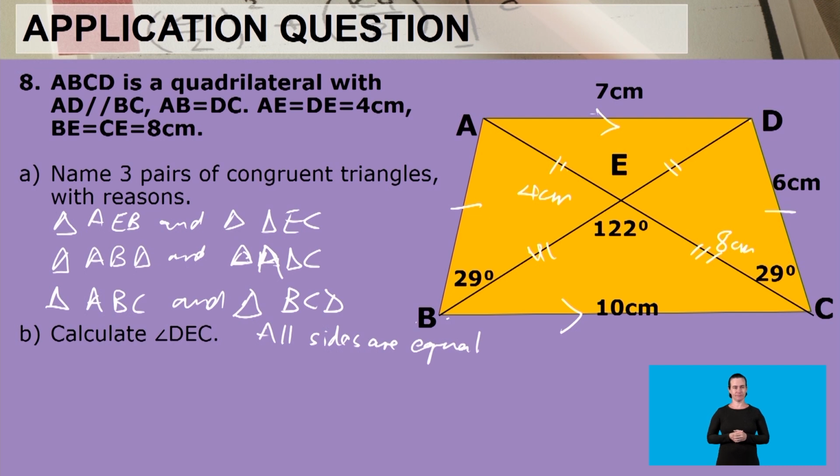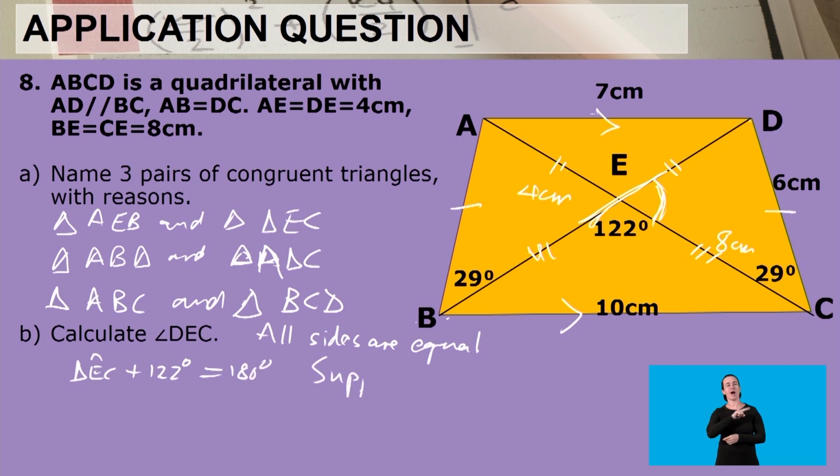All right, calculate the angle DEC. That angle there is the angle we are supposed to calculate. Look at where the angle is sitting. The angle is sitting on a straight line with the 122. So it's going to be angle DEC plus 122 degrees equals 180.